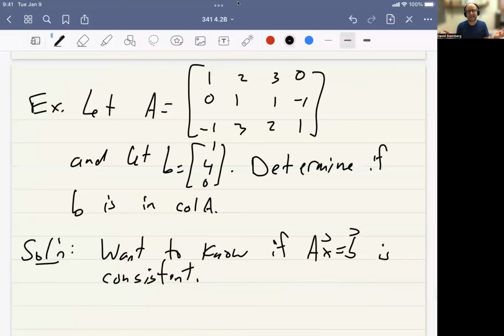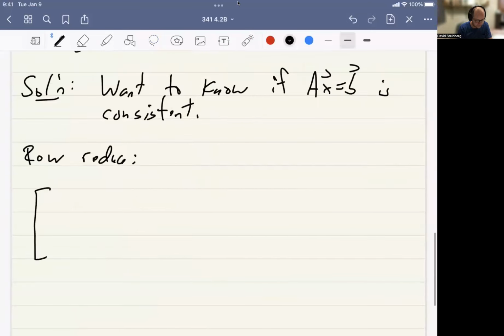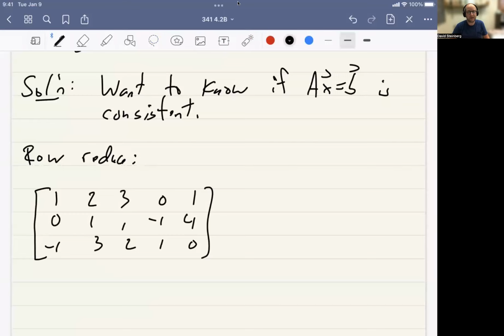So we're going to row reduce the augmented matrix. We'll start with 1, 0, negative 1, 2, 1, 3, 3, 1, 2, 0, negative 1, 1, 1, 4, 0. Like I said before, it may sound like we're introducing new notation, and we are, but the actual mechanics of what we're doing is not much different than chapter 1 at least. Still row reducing matrices.